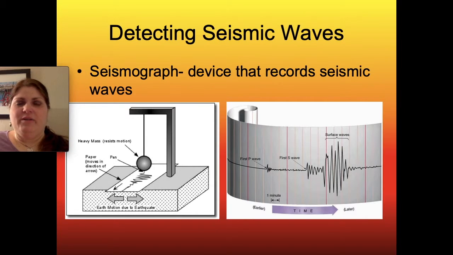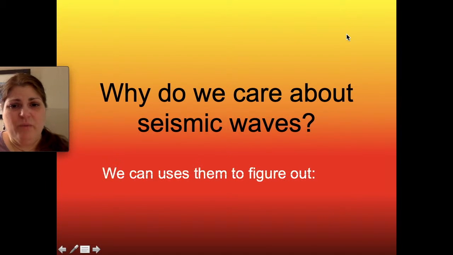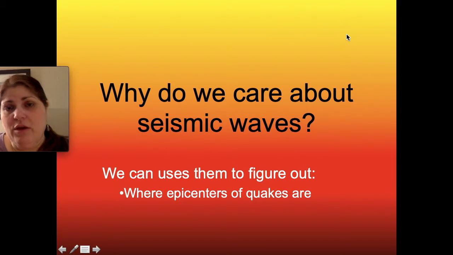Now, of course, we have much more sophisticated technology with computers and sensors, but they're all based on that basic idea. And we can record on the seismograph the arrival of each type of wave. And by analyzing that, we can again learn a lot. So why do we care? Well, it can tell us two major things. The first of which is where the earthquake occurred.